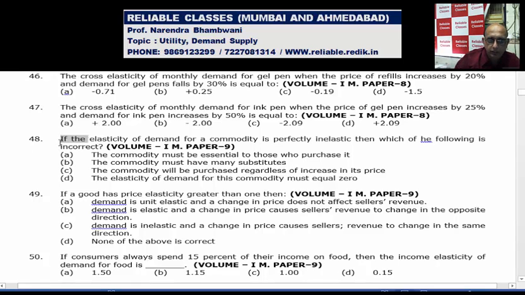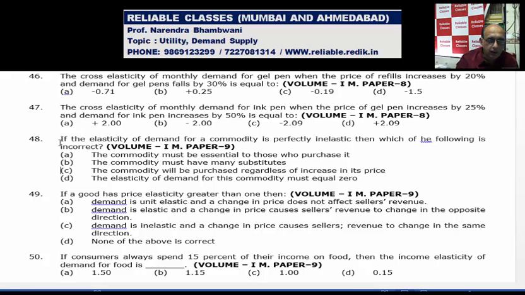If the elasticity of demand for a commodity is perfectly inelastic. Now perfectly inelastic means whatever may be the price, the demand will remain the same. Then which of the following is incorrect? We have to find the incorrect statement. A commodity must be essential to those who purchase it. Yes, it is. Demand is inelastic. Whatever the price, those people will buy the same amount, it will be their compulsion. It is an essential commodity. Yes.